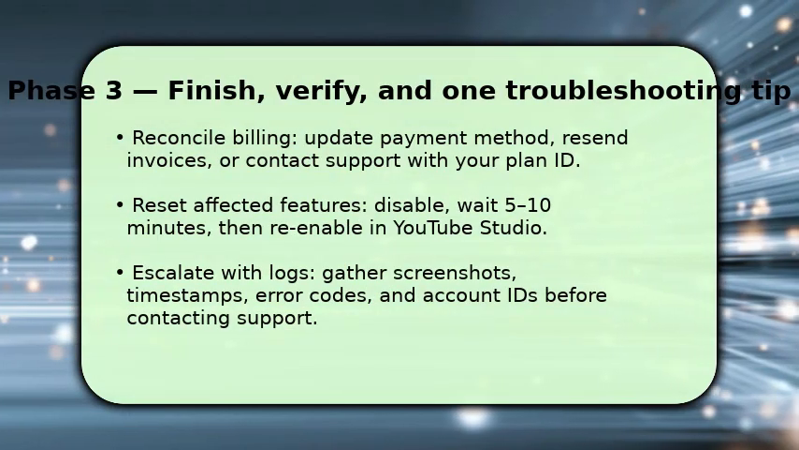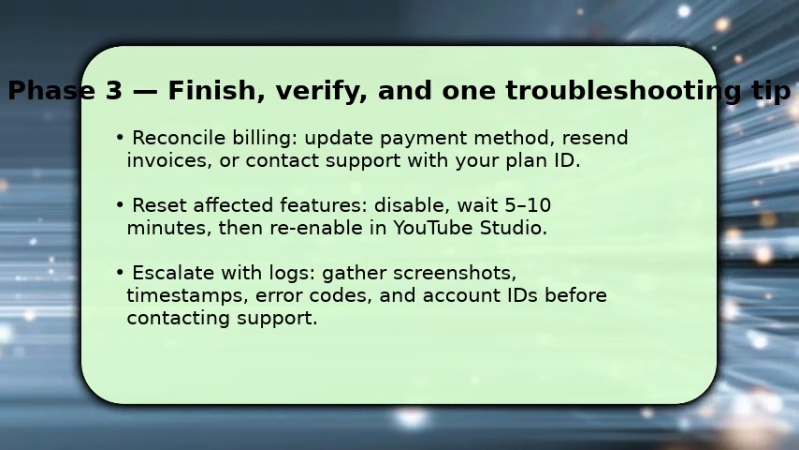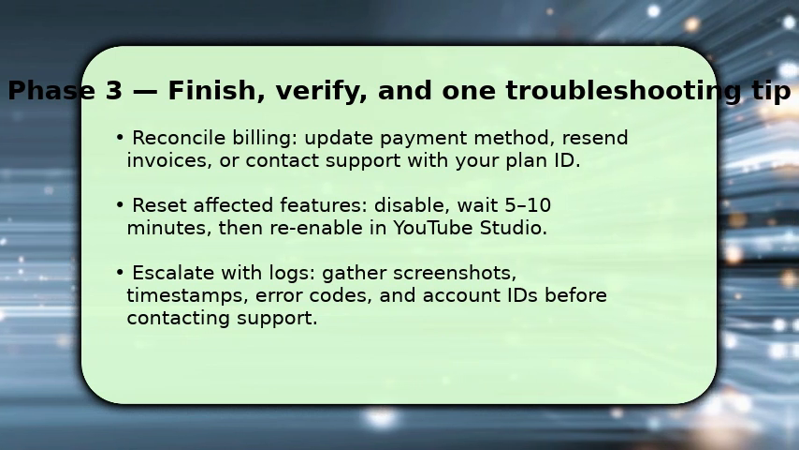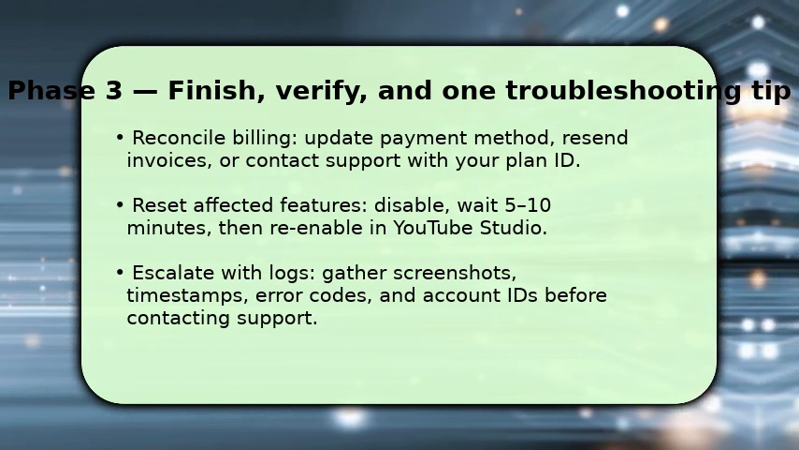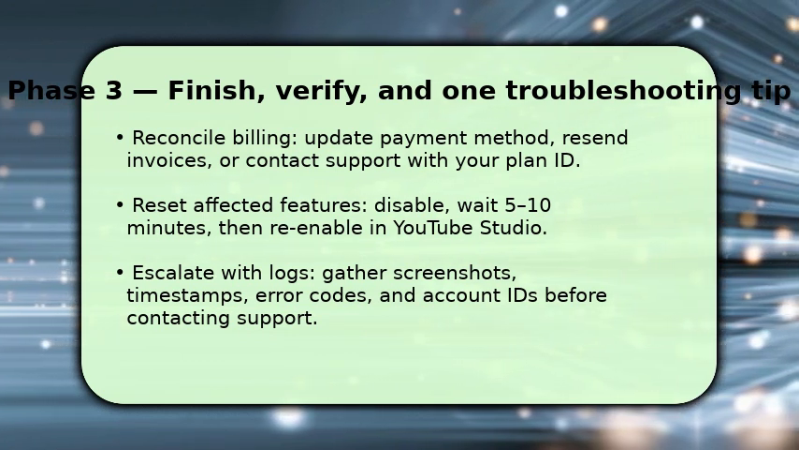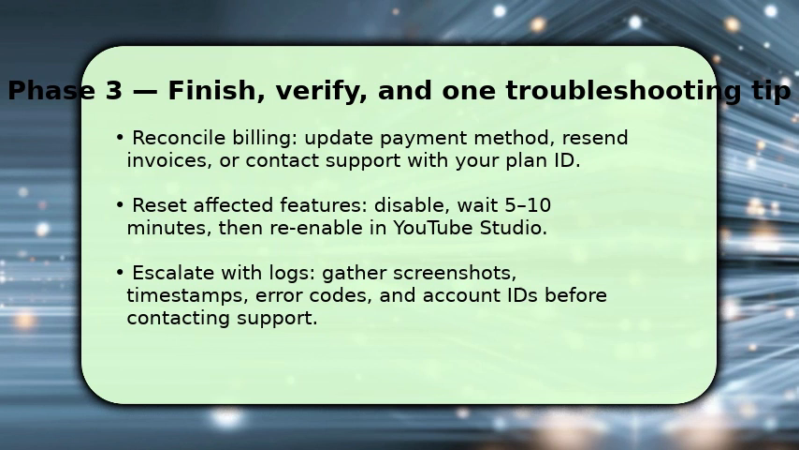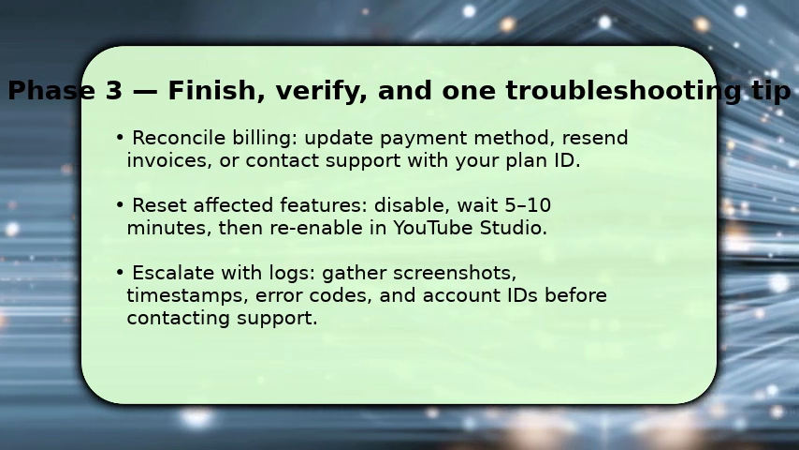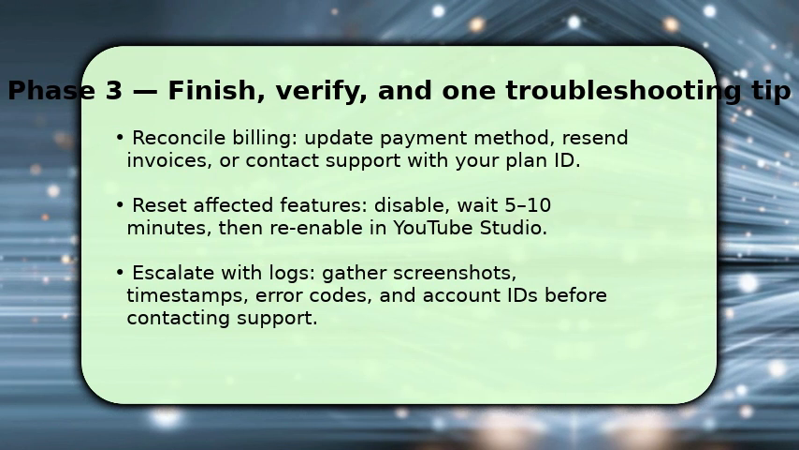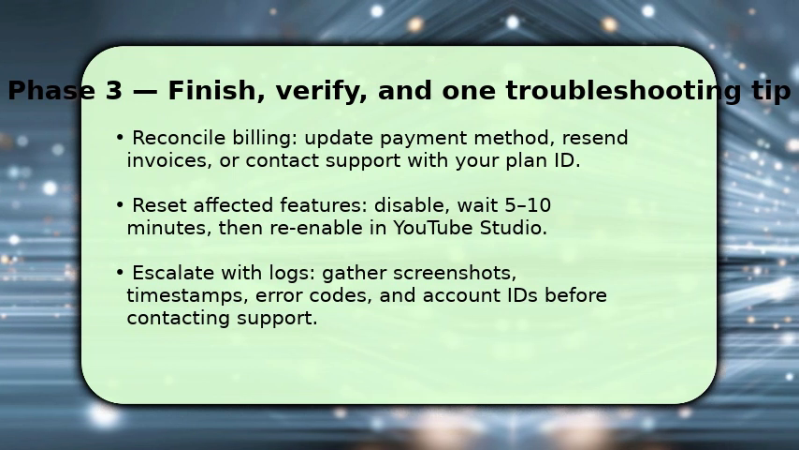You finish by applying fixes and validating the result. If billing caused the issue, update the payment method and confirm the charge, or resend invoices and verify plan ID with support. For stuck features, toggle them off, wait 5 to 10 minutes, and re-enable in YouTube Studio to force a sync. If problems persist, escalate. Collect screenshots, precise timestamps, error codes, and account ID so support can reproduce the issue quickly.